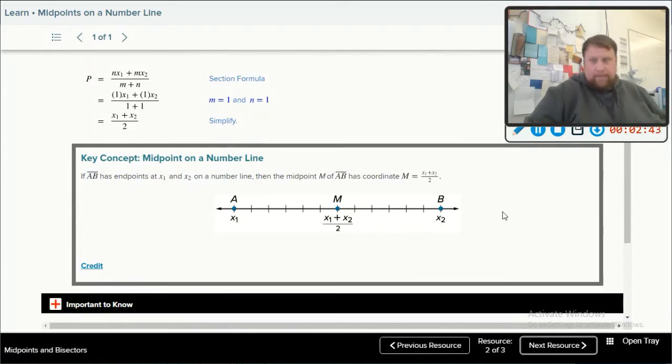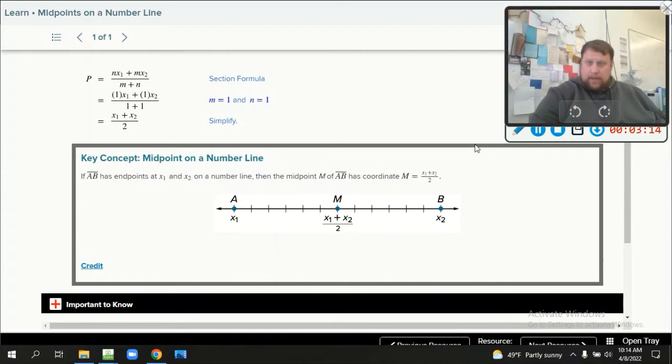Right here. Boom. If AB, we see AB right here, and that's also on your paper, you'll notice a box with this drawing in it, has endpoints at x1 and x2 on a number line, then the midpoint M of AB has the coordinates M equals x1 plus x2 over 2. In other words, add your two number line values and divide by 2. We're going to do several examples of that here in just a moment. But again, pause this, make sure you write this down, and then we're going to move on. Ready, set, go.